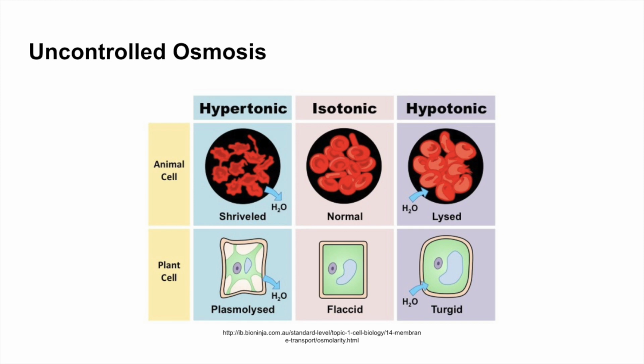In plants, however, the results are different as the effects are moderated by the inflexible cell wall. If too much water left the cell, the cytoplasm would shrink, known as plasmolysis, but the cell wall would maintain its structured shape. And if too much water entered the cell, the cytoplasm would expand, known as turgor. However, it would be unable to rupture due to the cell wall constraints.